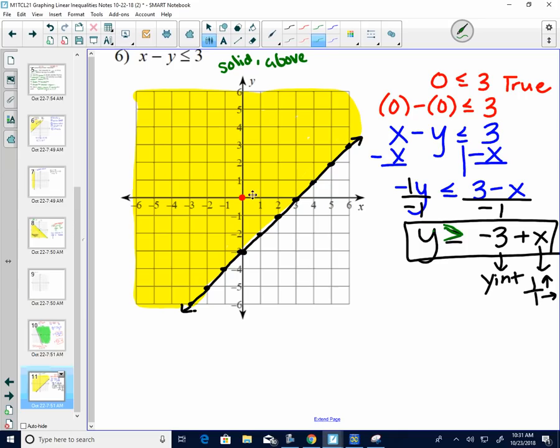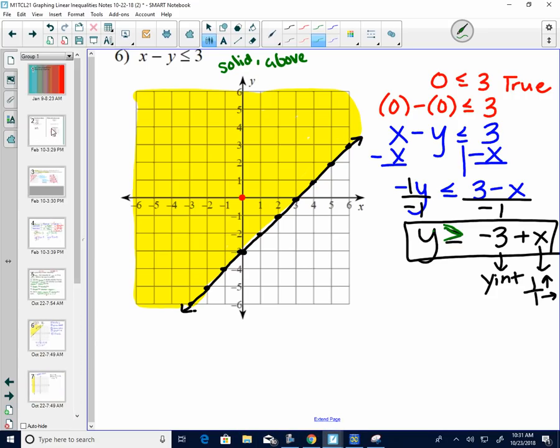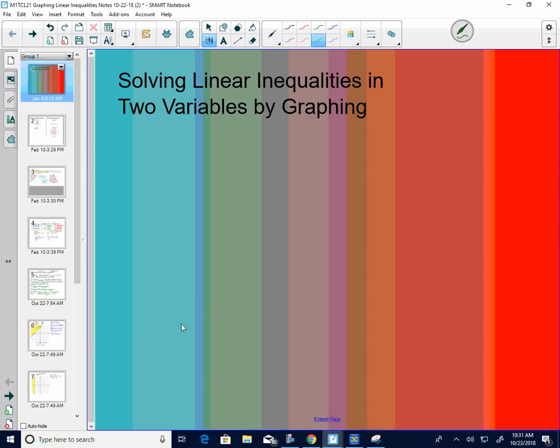So then this red dot represents a point in the solution region. And so I can take that point 0, 0, and I can substitute it into my original. I always want to put it in my original, not anything that I created, but what was given to me, to check my answer. So when I substitute it in, 0 minus 0, is that less than or equal to 3? Well, yeah, 0 is less than 3. It makes a true statement. So I have shaded the correct region. So that is additional notes and additional practice on solving linear inequalities in two variables by graphing.